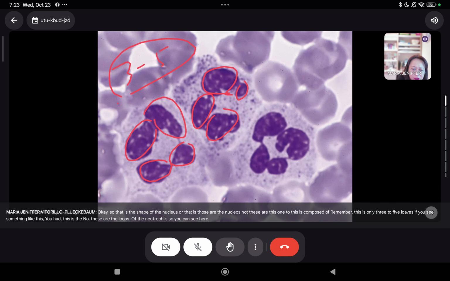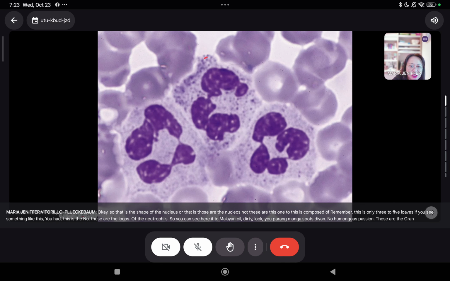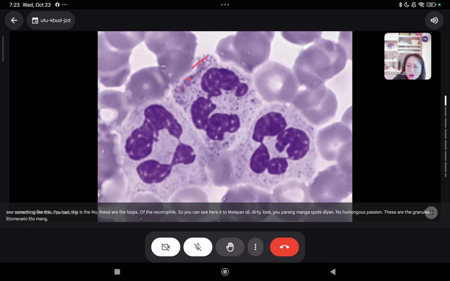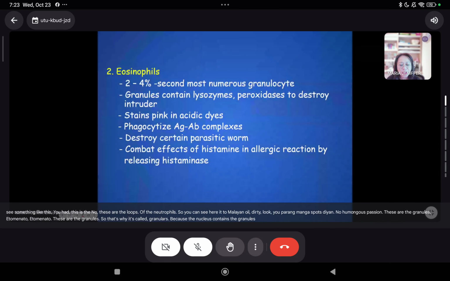So you can see here, these look like dirty spots. Those spots are the granules. These are the granules. That's why it's called granulocytes, because the cell contains granules. Okay, let's go now to the eosinophils.